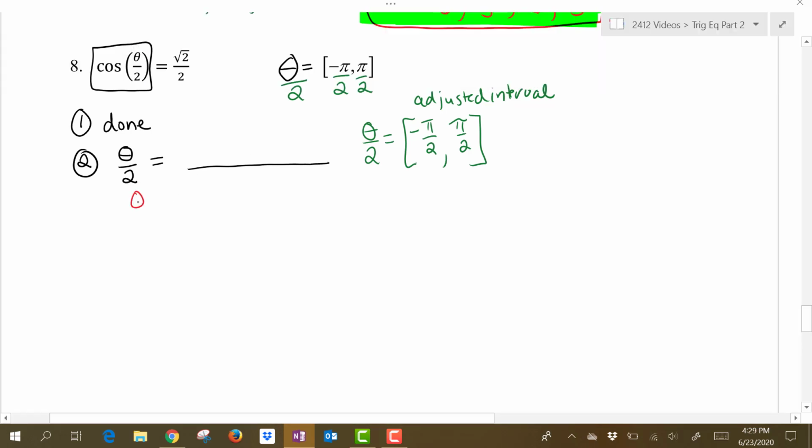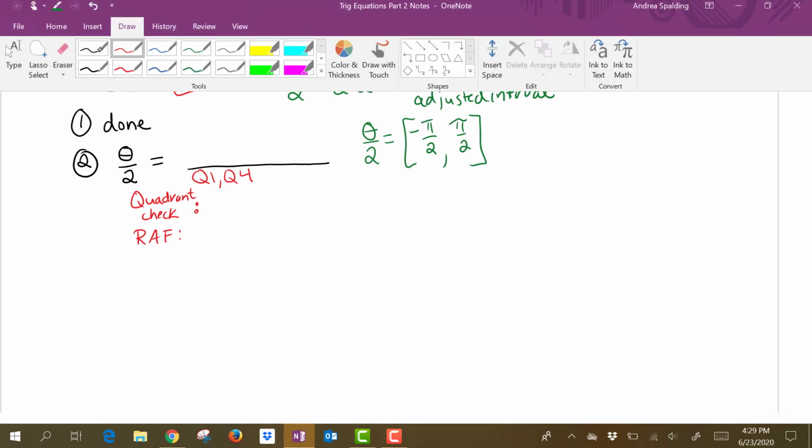Alright, so we still have to do the quadrant check and the reference angle family. Our ratio is a positive square root of 2 over 2, so that's quadrant 1 and quadrant 4. We'll think back to our unit circle.